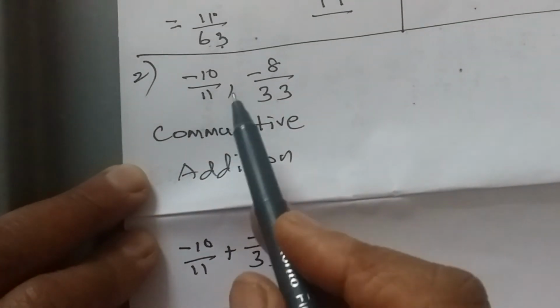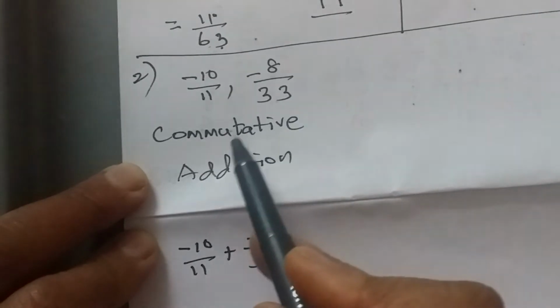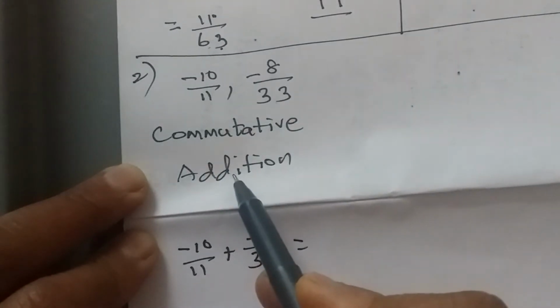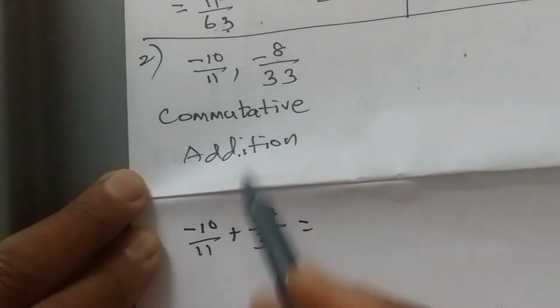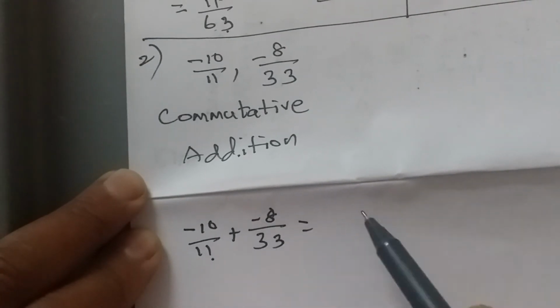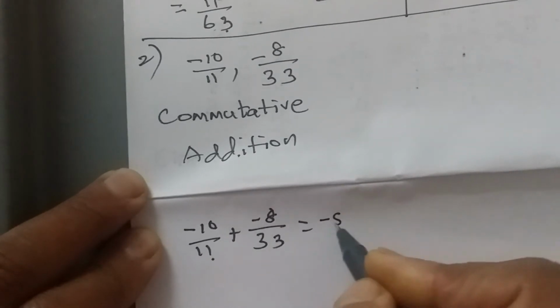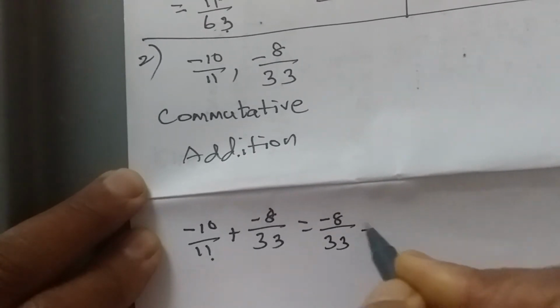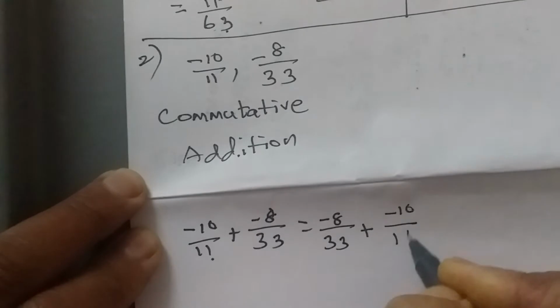So the numbers are minus 10 by 11 and minus 8 by 33. We are going to check commutative for addition. That means add both the given numbers, minus 10 by 11 plus minus 8 by 33. And what is the other side? We have to change the order. The second number becomes the first number and the first number becomes the second number.